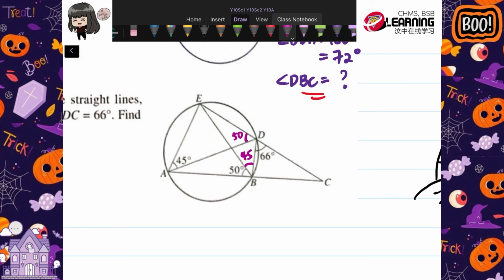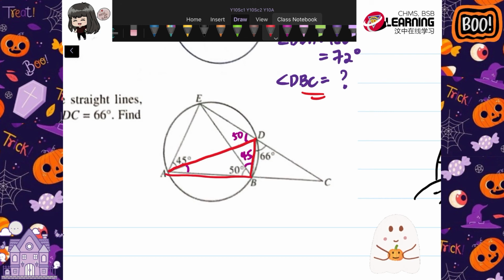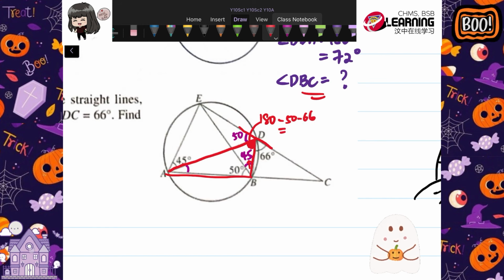Okay, so BAD is the angle here that we're going to find. Before we find this angle, the hint here is this triangle here. You need to find this angle here first. This is a straight line, so this angle will be 180. 45 is this, not this. This one is 180 minus 50 minus 66. Then you will get this angle over here. I write it down for you. This is 64.